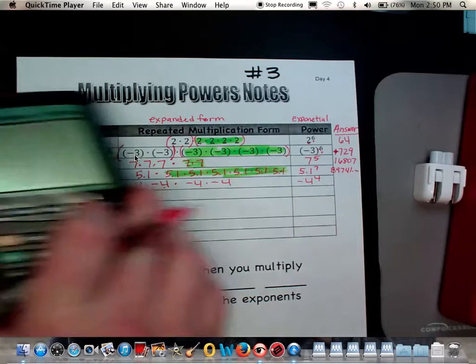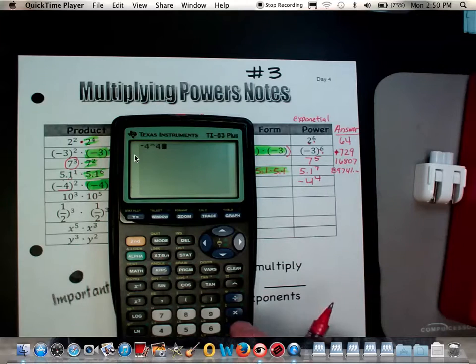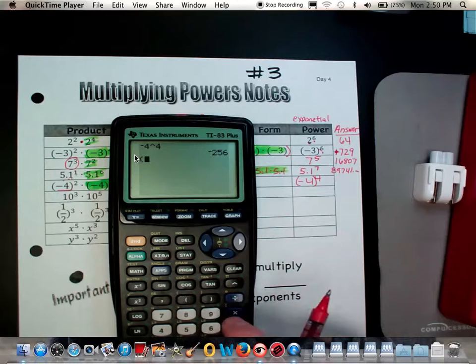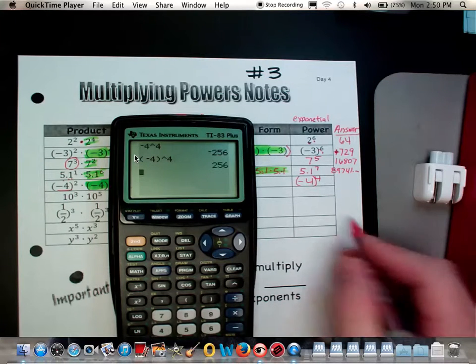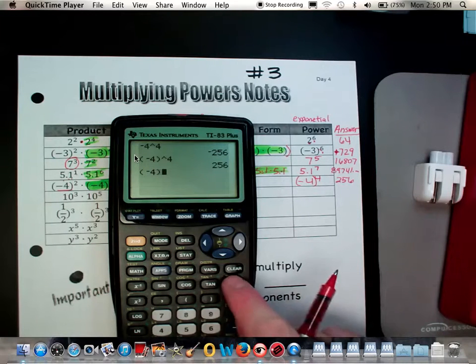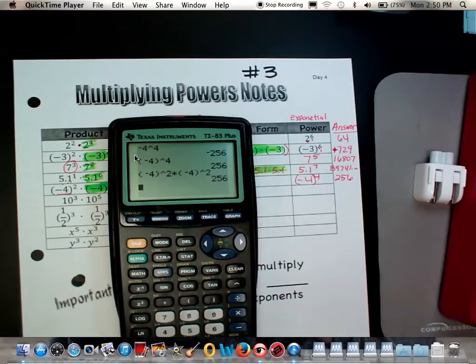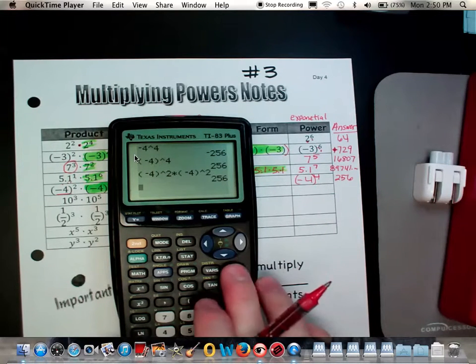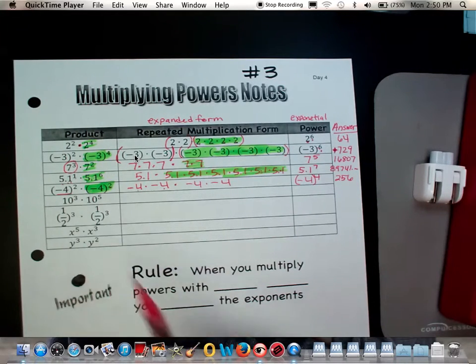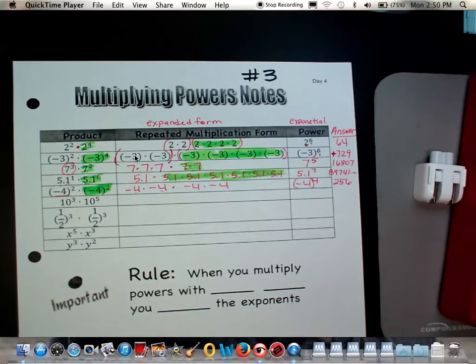And then I can check that on my calculator. Negative 4 to the fourth power. Oops, I need to put parentheses around it, I'm sorry. So it's going to be parentheses negative 4 to the fourth power. That gives me 256. And you can see that it works out perfectly. I have to make sure I put parentheses around my negatives or the calculator doesn't read it correctly. But I got it there perfectly. So remember my final exponent was 4. How did I get 4 from 2 and 2? Maybe you might see it so far.